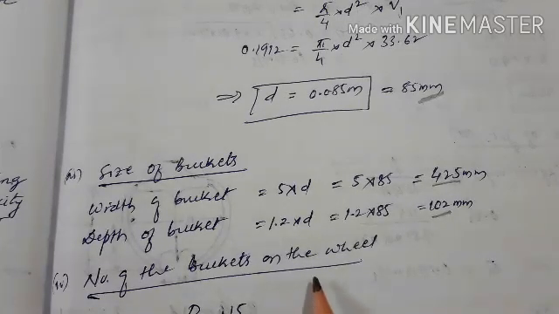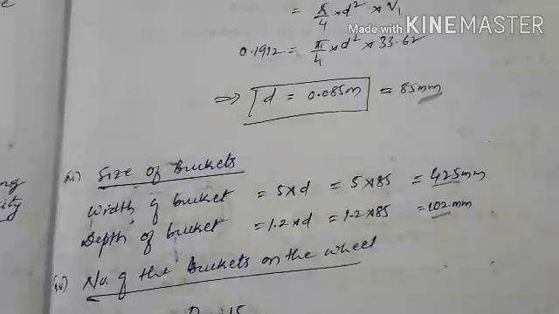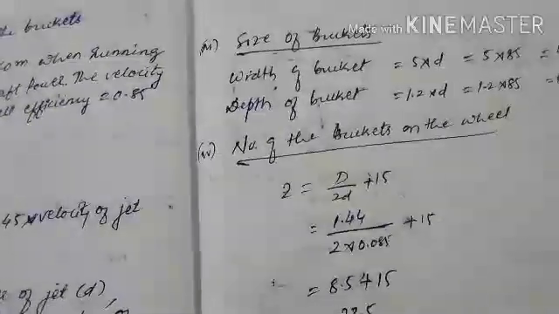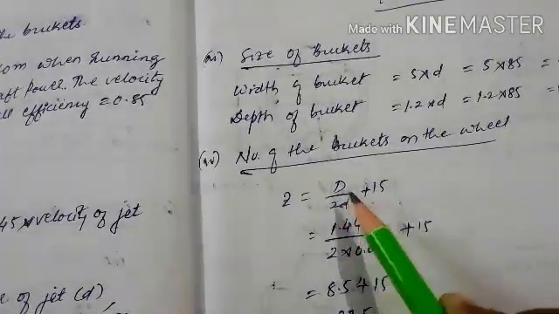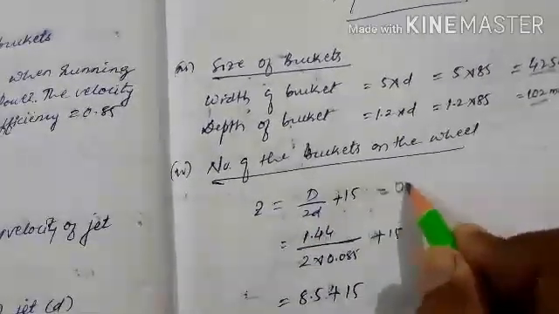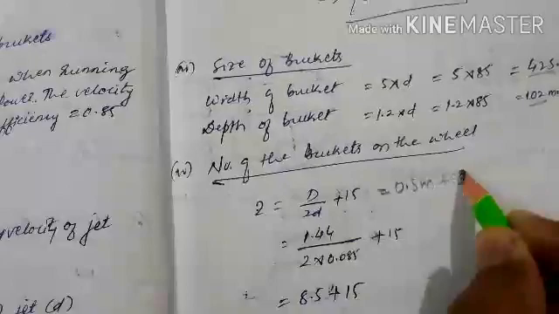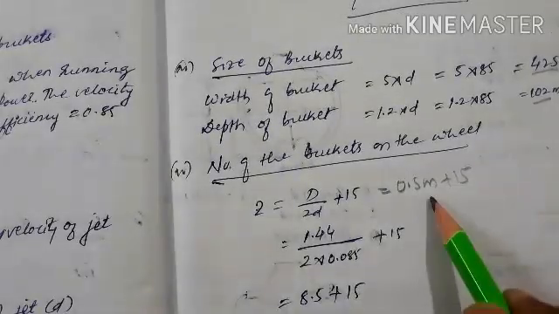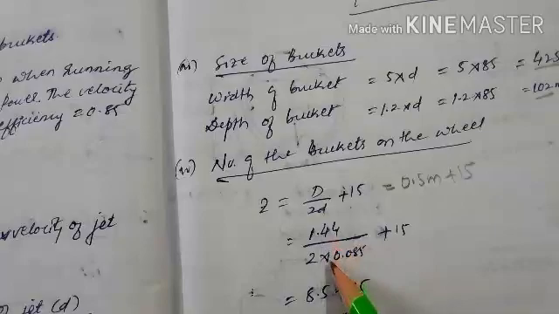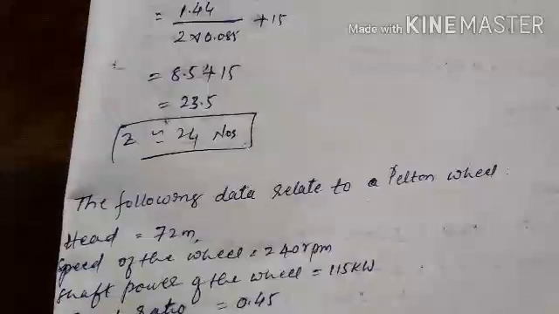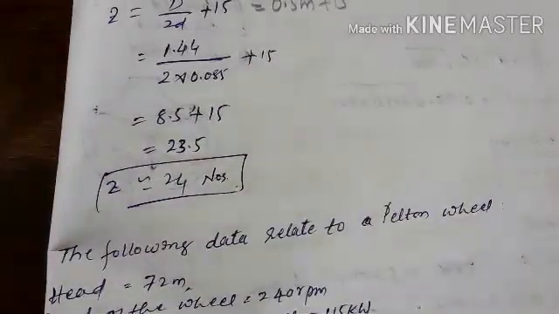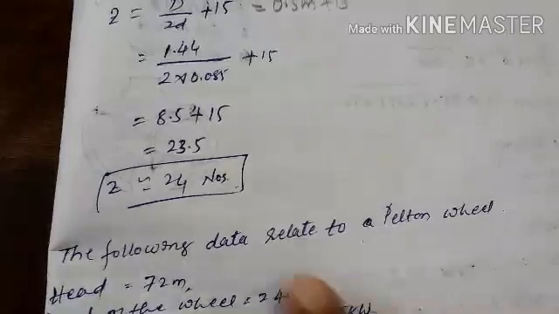Then the number of buckets on the wheel can be calculated by using the formula Z equal to D by d, that is this one. This will actually be 0.5 times m plus 15, where m is the jet ratio. Then substitute the values here. We get the optimum number of buckets required. The optimum number of buckets required is 24. I hope you understood this design.